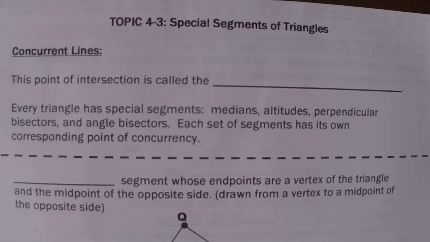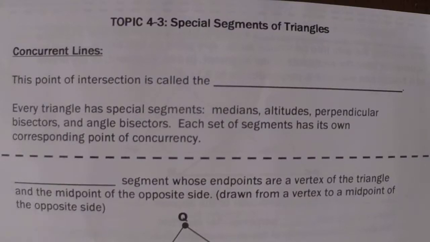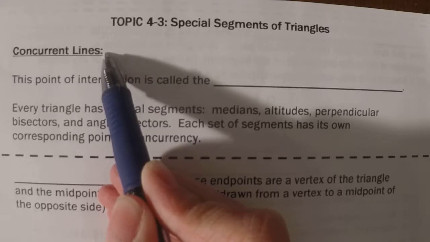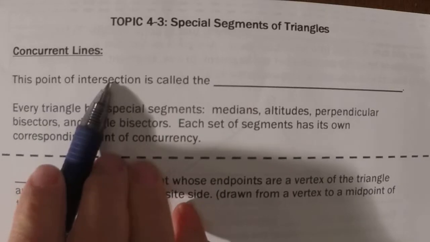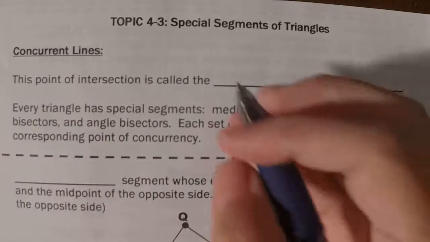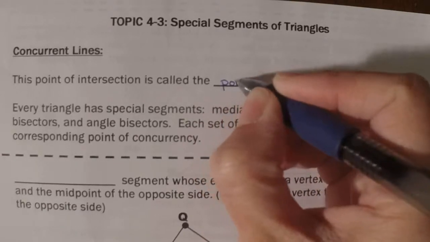So the first thing that we need to talk about is concurrent lines. Concurrent lines or segments are three or more lines that intersect at the same point. So again, up here you need to write three or more lines that intersect at the same point. The point of intersection where the concurrent lines meet is called the point of concurrency.